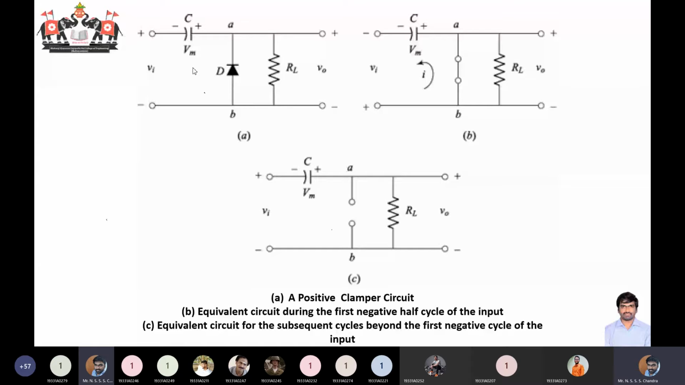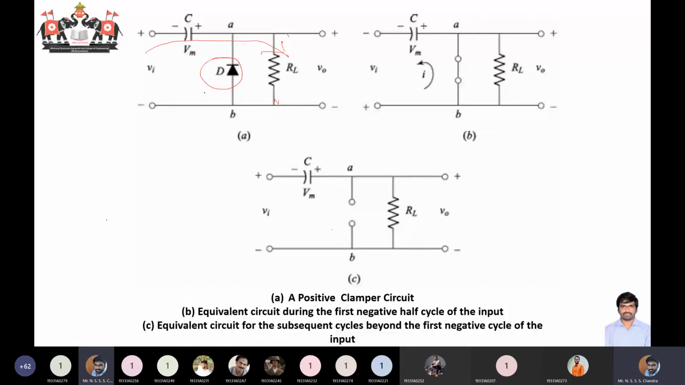Initially, for the positive half cycle of the input, the first cycle, the diode D is in reverse bias condition, and that's why your output will follow the input waveform. Okay, so this is open, and then the entire supply will appear across your resistor. And then the output will follow the input waveform.